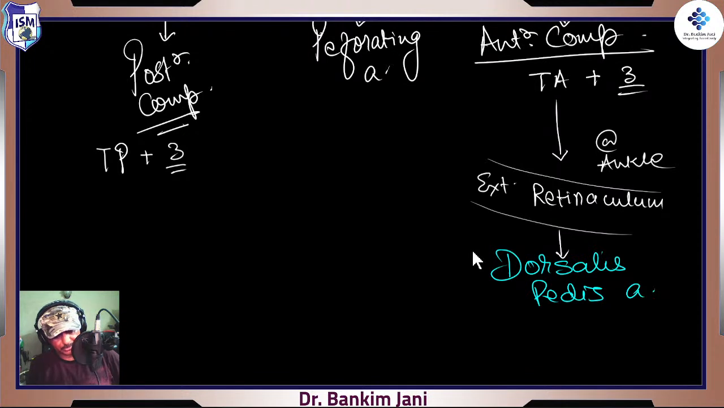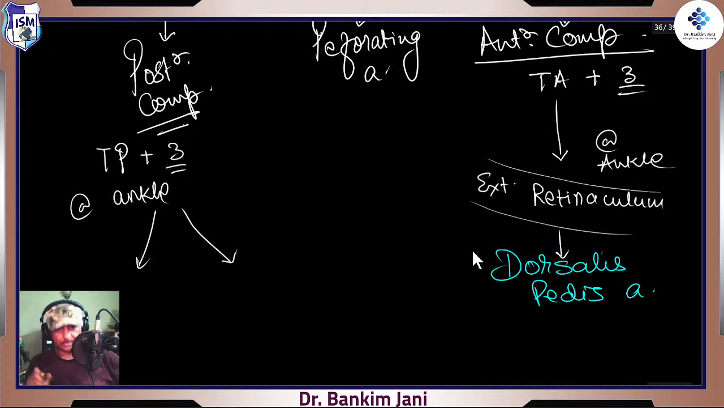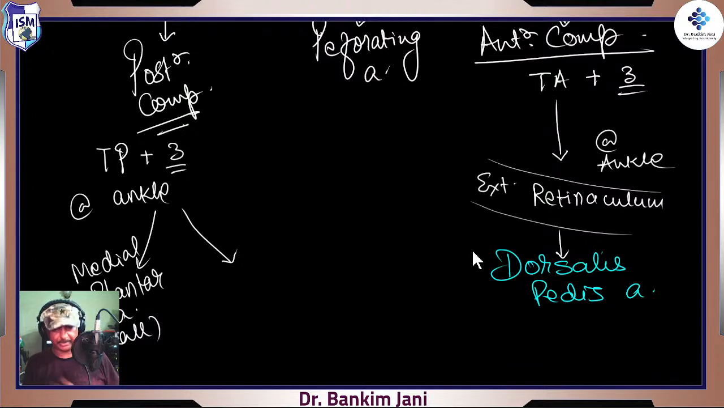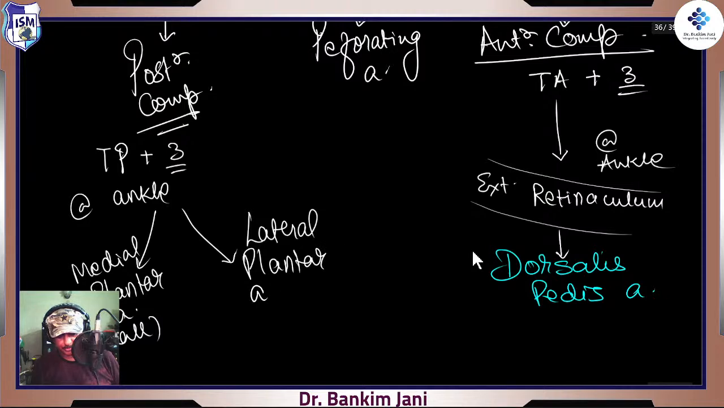Now, when this reaches the ankle, it divides into the medial plantar artery, right? And we'll see that this medial plantar artery is a small one, that it anastomoses, and that it supplies all those muscles which are near to it. We'll see all these things in our dissection. But the thing which I really want to explain is the lateral plantar artery.